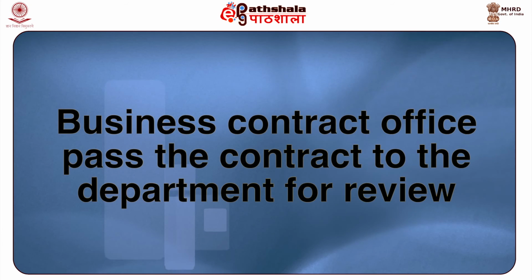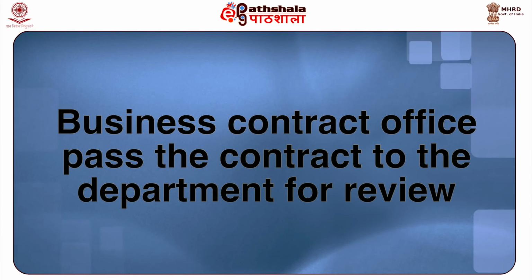3. Business Contract Office passes the contract to the department for review. The Business Contract Office will now forward the contract to the purchase department and mention any required issues to be solved or any questions or any specific risk area associated with this contract. Now, the department has to go through the whole contract passed by the office and has the responsibility to resolve all the issues mentioned in the contract by the office representatives.